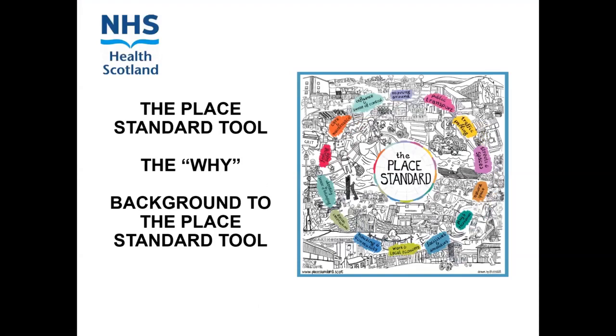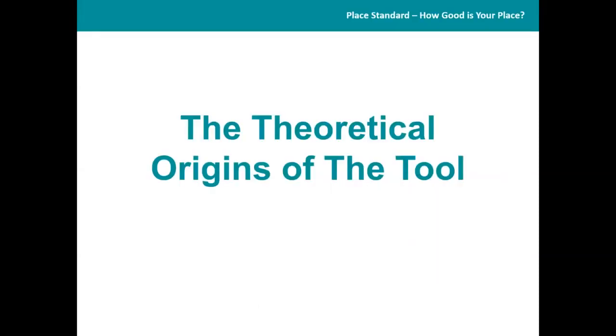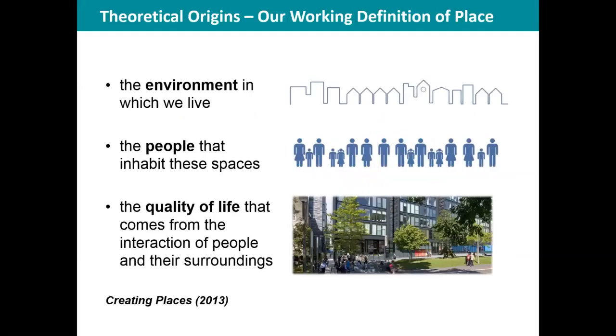So in terms of the why to having a Place Standard tool in Scotland, there are the theoretical origins that we work to. These are not unique to Scotland. In fact, hopefully they match up with your own thinking in terms of what we mean by place. It's both the physical environment and the social environment, and it's a quality of place that emerges as a consequence of the relationship between both of those. That's the definition we use to lead our work.